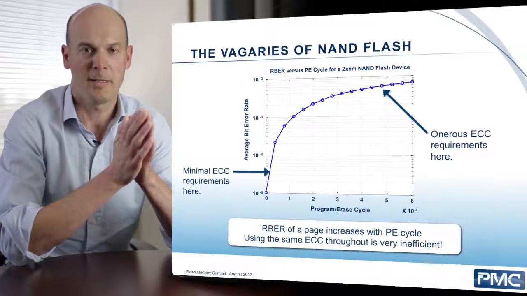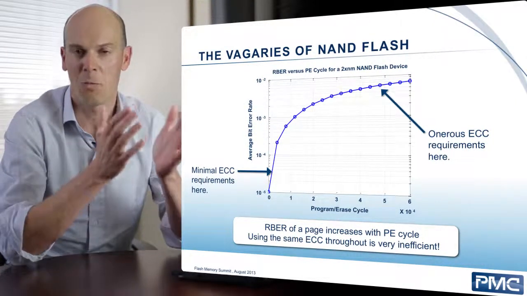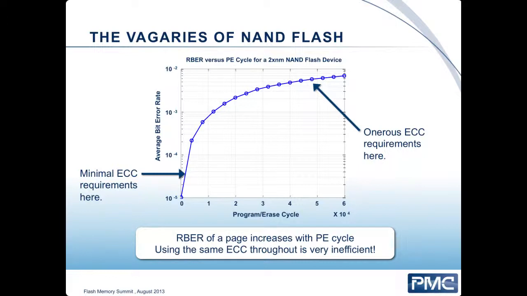The graph that I'm showing you here is an interesting experiment that we conducted at PMC on one manufacturer's flash. This graph plots the program erase cycles, which, as I mentioned before, is the wearing out of the flash, against the error rate on the flash on the y-axis. As you can see, the error rate on the flash increases through the life. At the beginning of life, the ECC requirements are minimal.